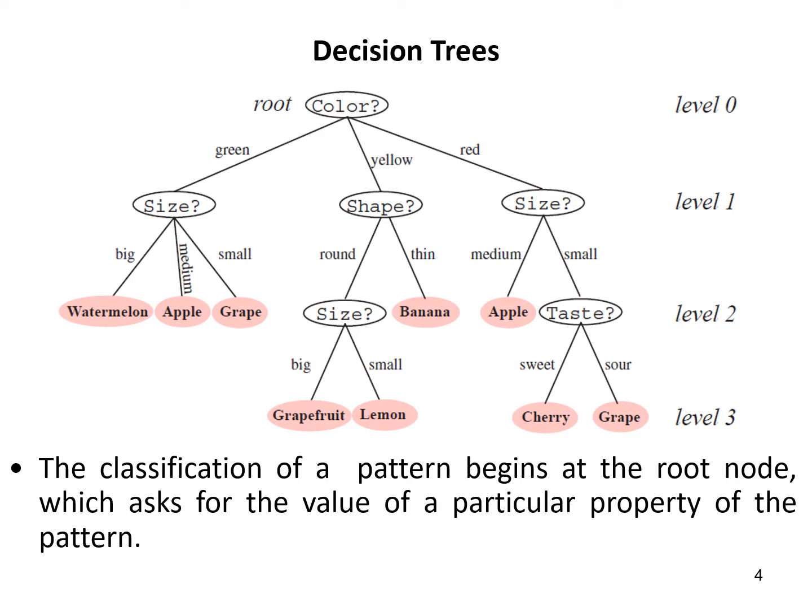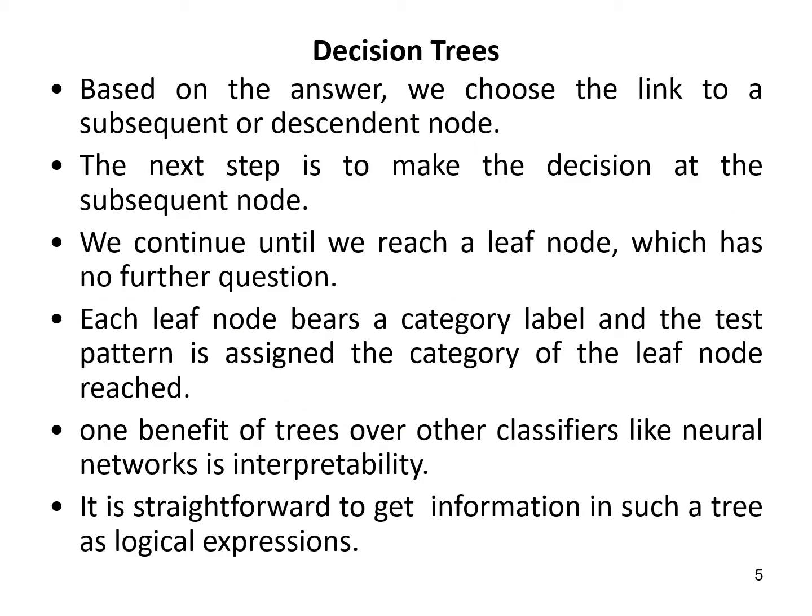The classification of a pattern begins at the root node, which asks for the value of a particular property of the pattern. Based on the answer, we choose the link to a subsequent or descendant node. The next step is to make the decision at the subsequent node. We continue until we reach a leaf node, which has no further question. Every leaf node bears a category label, and the test pattern is assigned the category of the leaf node reached.